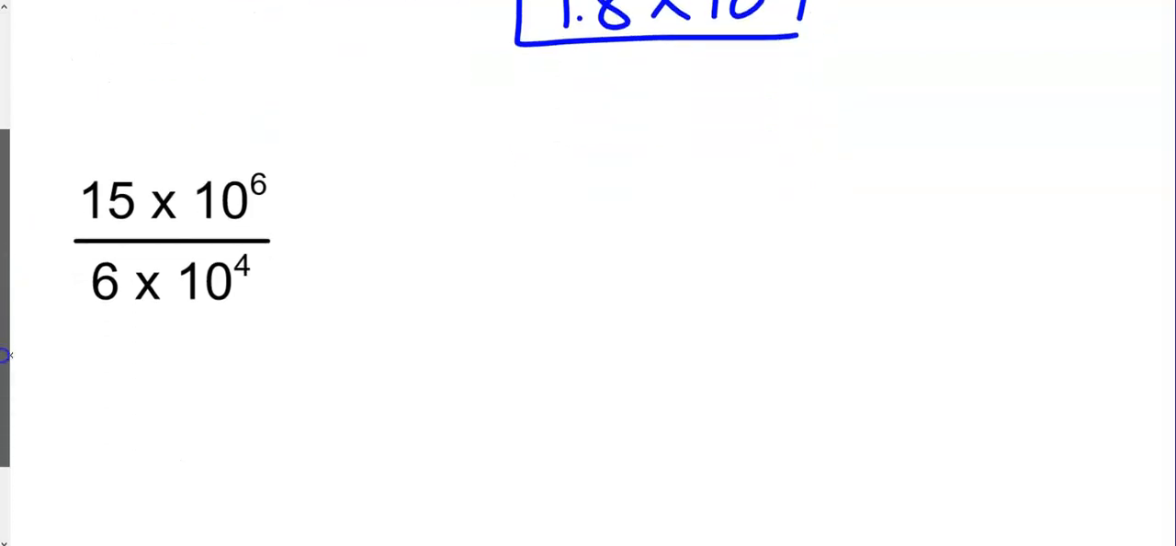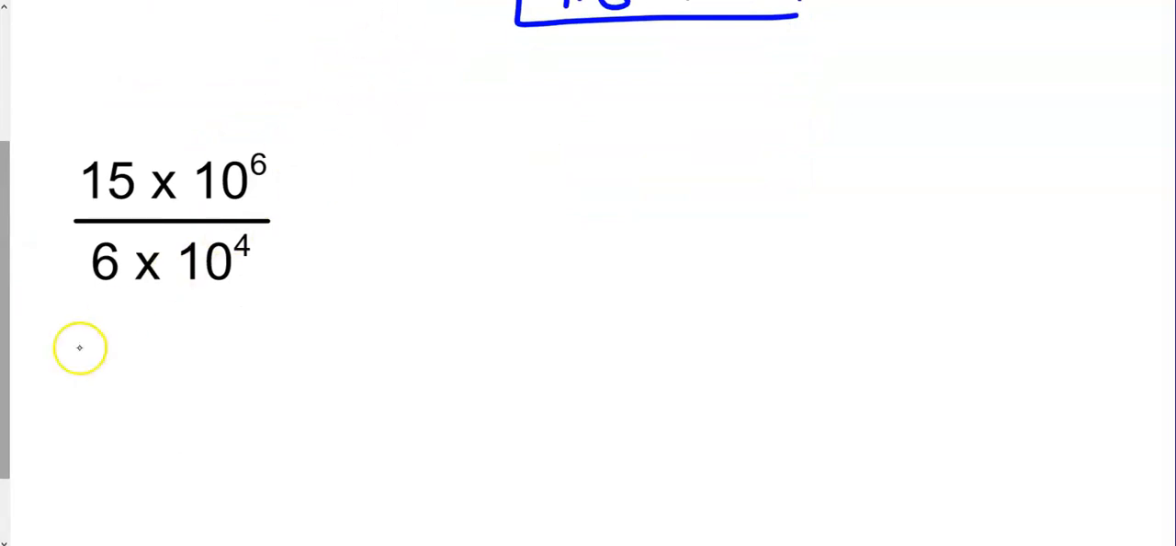Division right here. So we're going to take our two numbers, 15 and 6, and we're actually going to divide them. We're going to take our two exponents, and these guys will get subtracted. So what do we have? Well, when we take 15 divided by 6, we get 2.5.